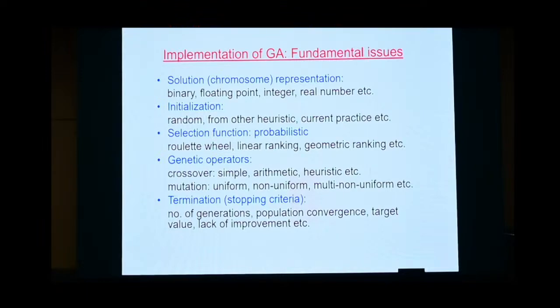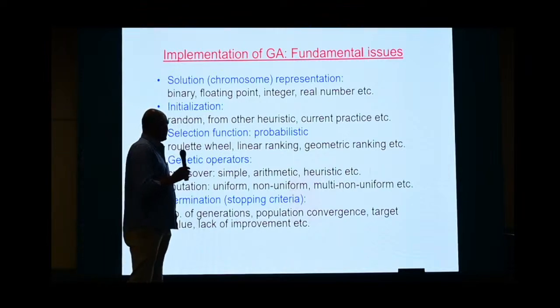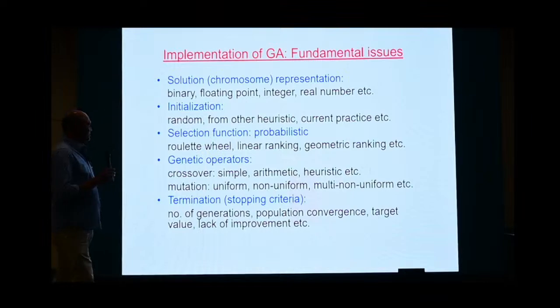And next, the selection function. How to select the parents? One is roulette wheel, or ranking, geometric ranking or linear ranking. There are many methods. Then the genetic operators like crossover also have many types, like simple crossover, arithmetic crossover, heuristic, and mutation also has many types, as well as the termination.